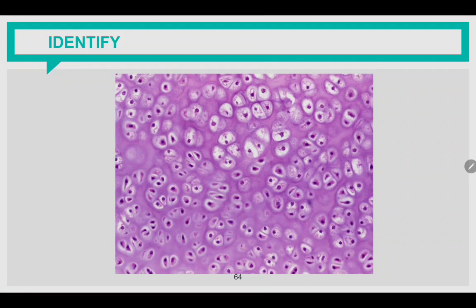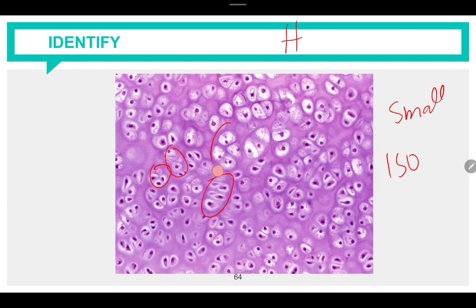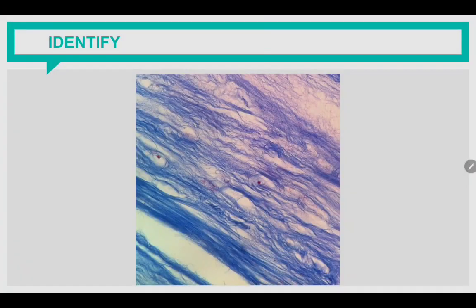Eto, this one. If your answer is hyaline, very good, you are correct. Bakit? Because the chondrocytes are small, and there are multiple presence of your isogenous cell group. Okay, yung mga isogenous cell group natin dyan. Ayan. So, I hope magets na ninyo or masagutan ninyo yung last one natin, no? We have the, very good, the fibrocartilage. Alright? Fibrocartilage.